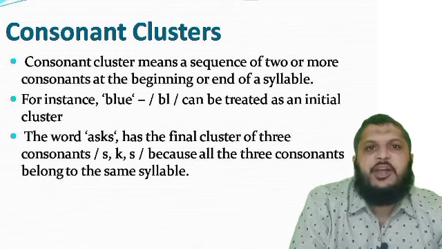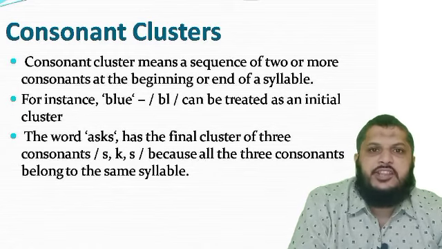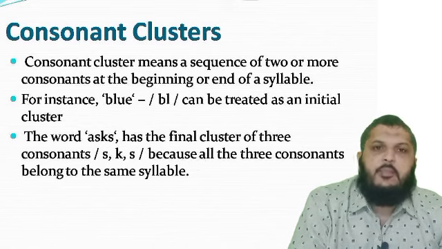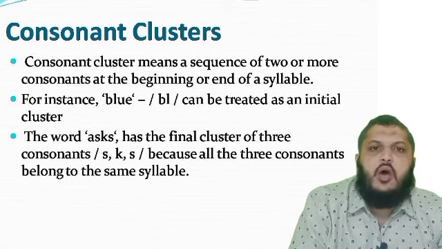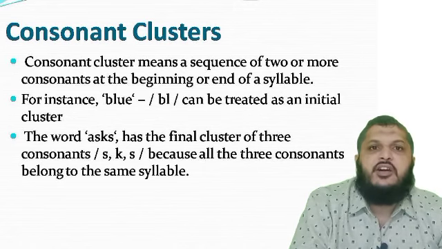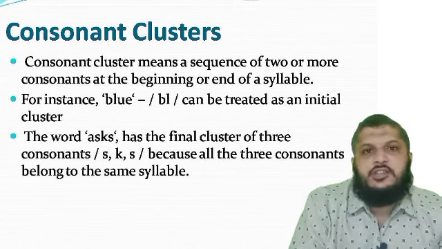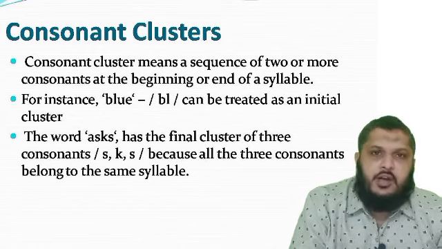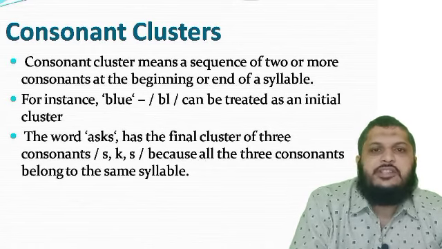Here, the word begins with 2 consonants at the beginning itself. Now, take a look at another word, ass. Here, we have 3 consonants at the end of the word. This is also an example of a consonant cluster.